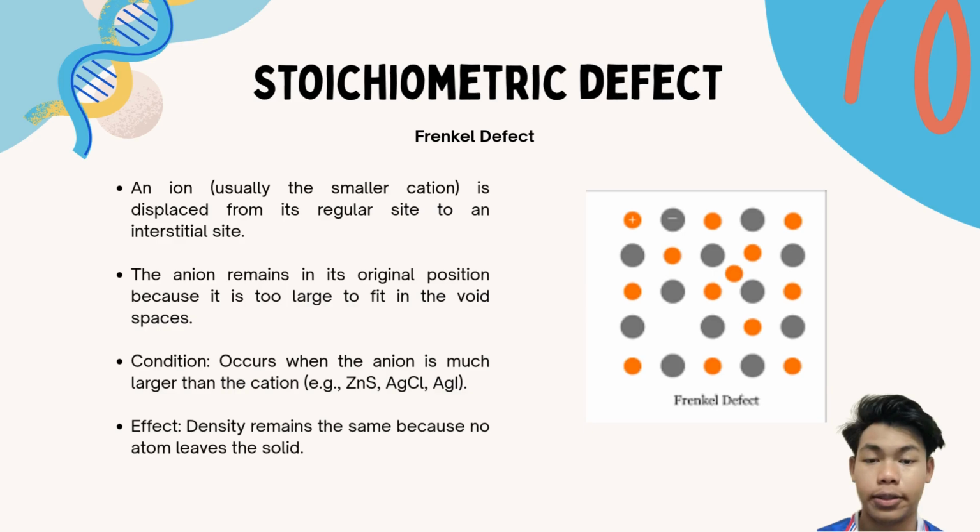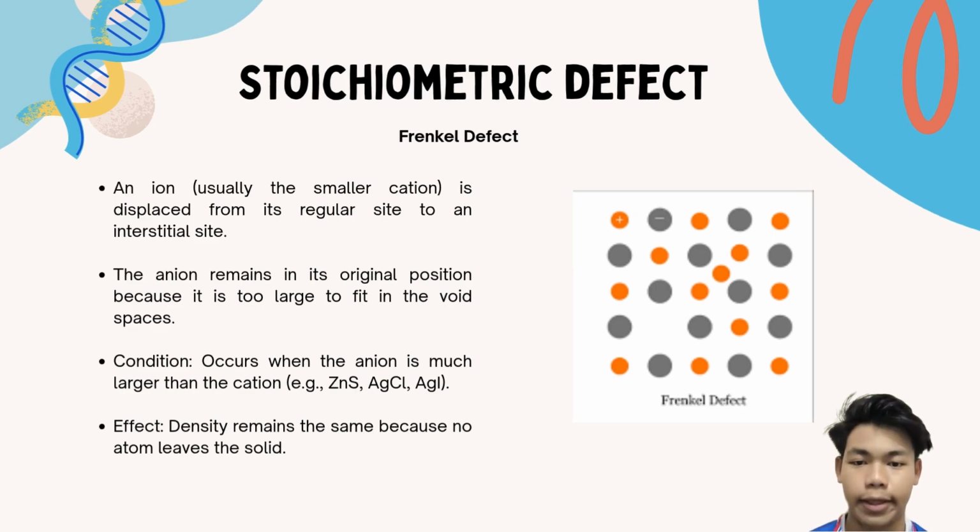The final type is the Frenkel defect. In this case, an ion, usually the smaller cation, is displaced from its regular site into an interstitial void or space. The anions are generally too large to be displaced this way. This defect is common when the anion is much larger than the cation, such as in silver chloride and zinc sulfide. Importantly, since no atoms actually leave the solid, the density will remain the same and the overall electrical neutrality is maintained.